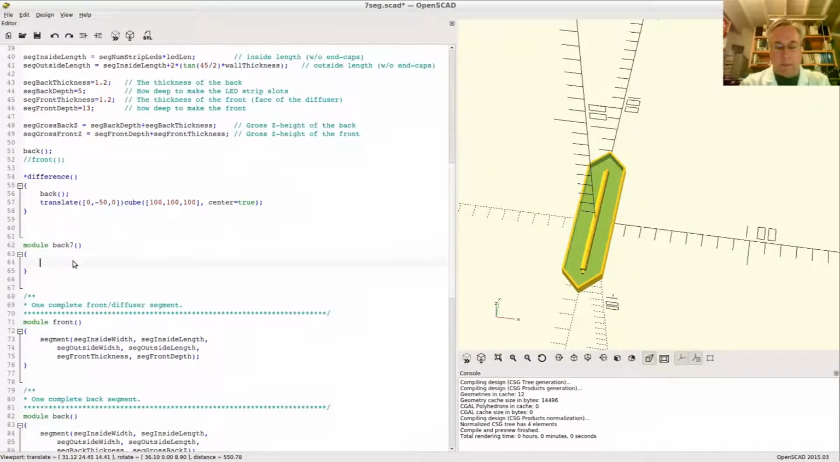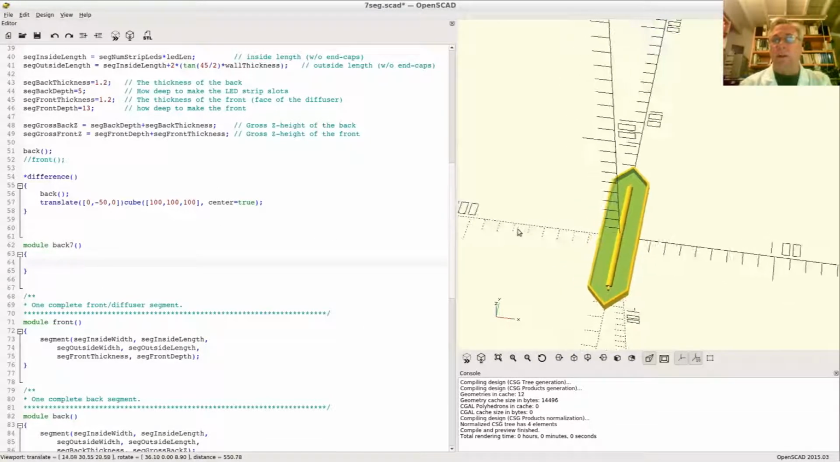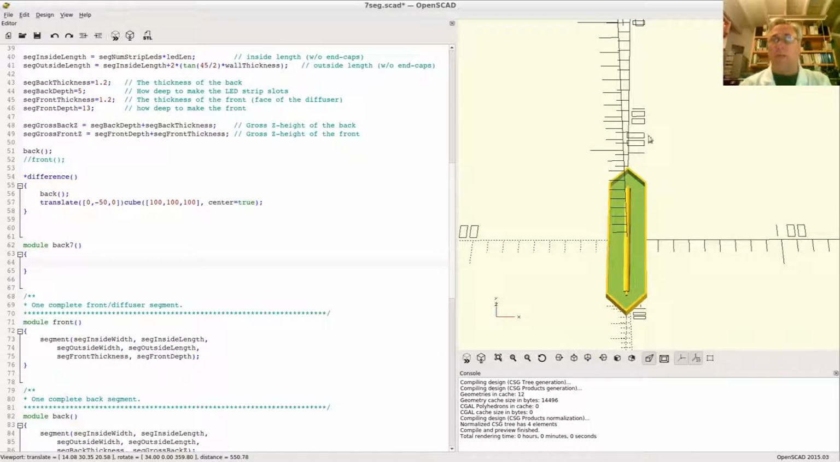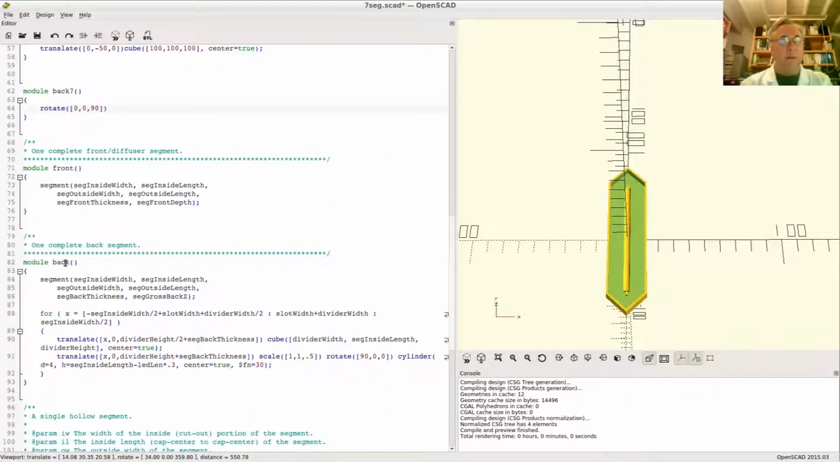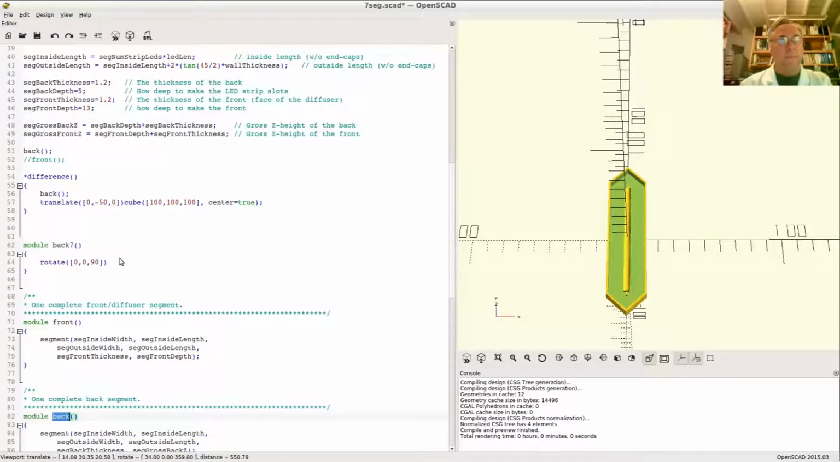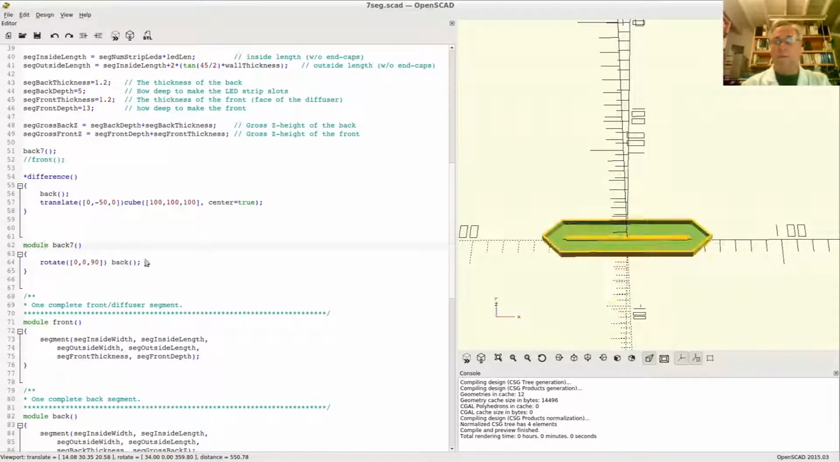Okay, so what are we going to do? The middle one is going to be the easiest, right? There'll be one across the middle, a top one, and a bottom one, and then 4 of them around the side. So let's go ahead and do the middle one. And then we're going to make a back piece. And instead of saying back, we'll say back 7 here. Well, here's the first one, right?